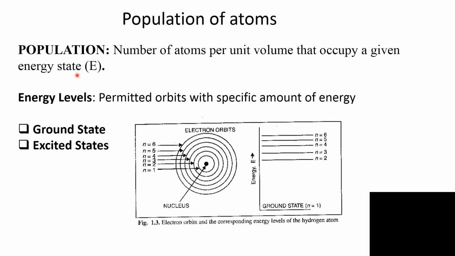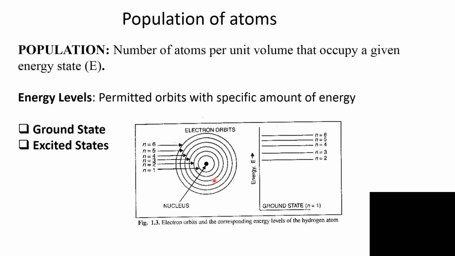In an atom, we have different types of energy levels. So what are these energy levels? An energy level is an energy state. It's a permitted orbit with a specific amount of energy. If you see this figure, this is a nucleus, and around the nucleus we have different energy levels, and in each energy level a different population of electrons exists.